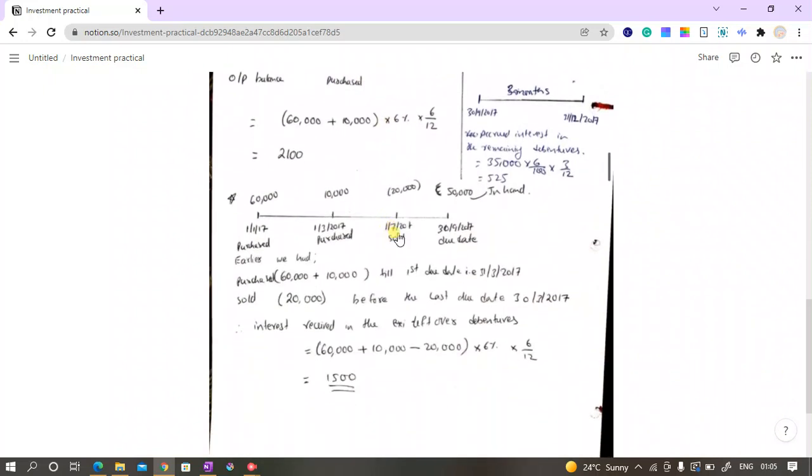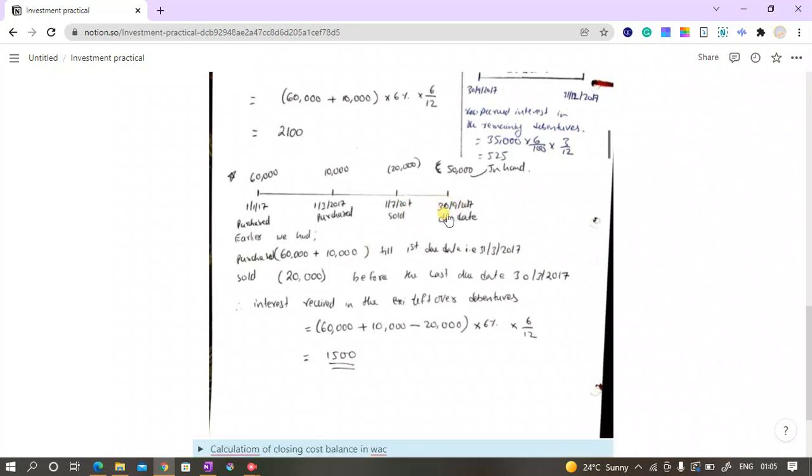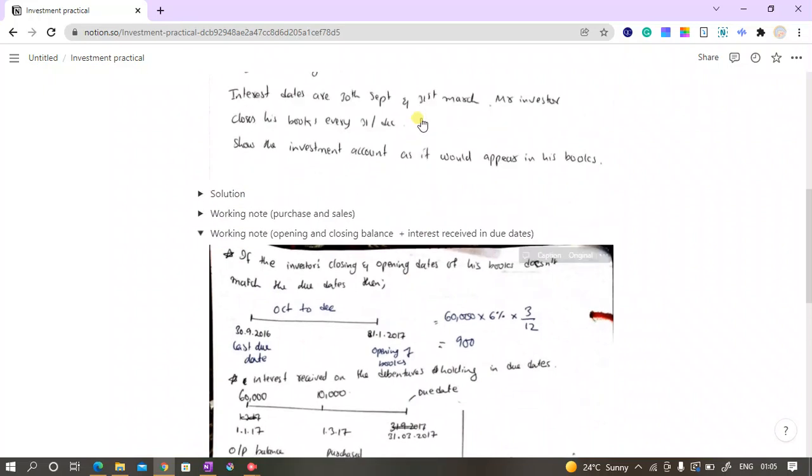Now again we will get the due dates and the money we receive. What is our next due date? The next due date is 30th September 2017. So from the last due date to the next due date, how many shares did we have? We had 60,000 on 1st January 2017. Then we had 10,000 shares. Then again we minus 20,000 because we sold 20,000 shares.